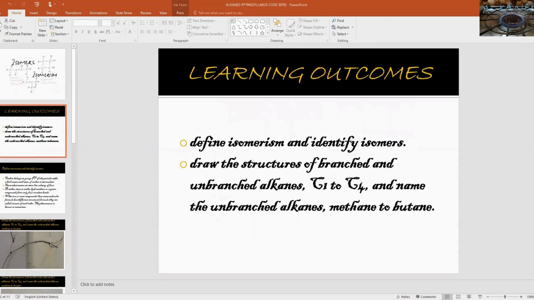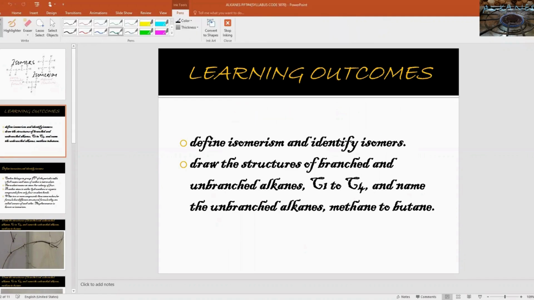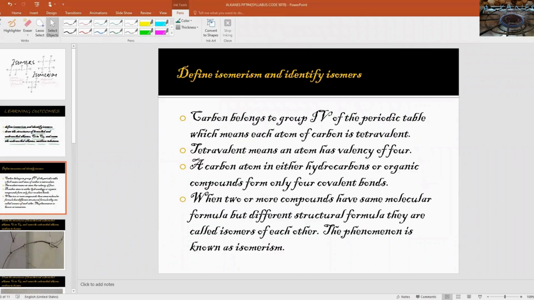The learning outcomes for this lesson would be to define isomerism and identify isomers, and to draw the structures of branched and unbranched alkanes C1 to C4 and name the unbranched alkanes methane to butane. In this lesson, we'll see the concept of isomers as molecules having different structural formulas but the same molecular formula.